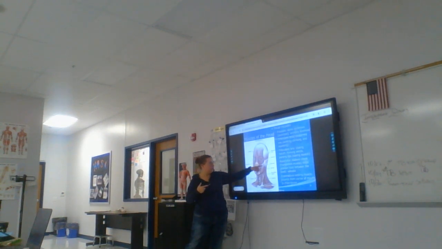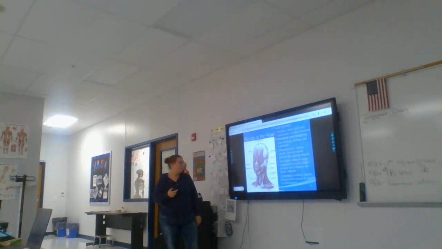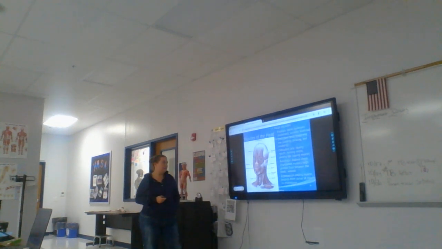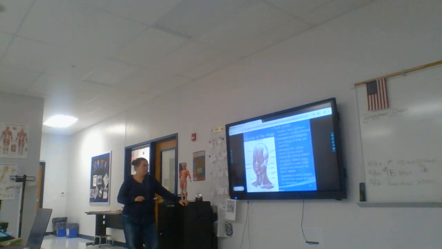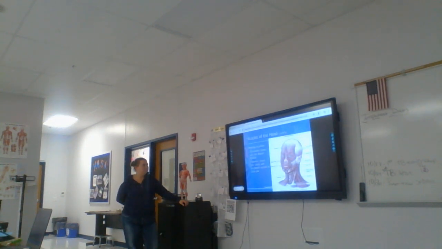Sternocleidomastoid, this is the one we just talked about, comes up here to the temporal bone, comes down here to the clavicle and the sternum. Those are the insertion and origin sites. So it's really just kind of thinking about the bone that they attach to, or the location, or the shape or function of them as well.